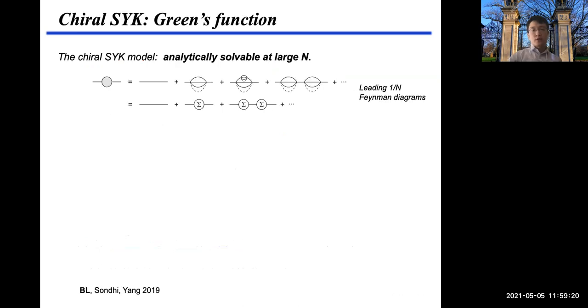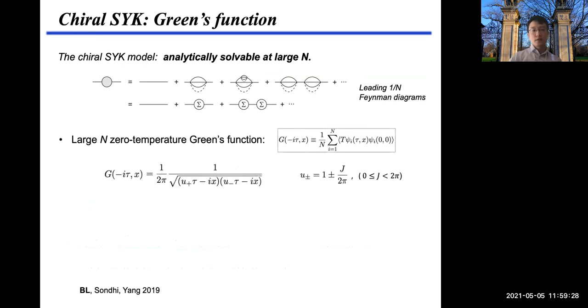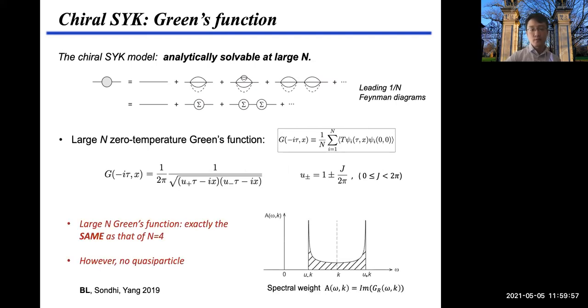The large n actually allows us to drop some Feynman diagrams and just keep the leading order 1 over n diagrams. And this allows us to solve the model exactly using techniques used in the SYK literature. For large n, if we look at the average Green's function of the fermions in the large n limit at 0 temperature, we find the Green's function looks like this. It's a little bit surprising that this Green's function looks exactly the same as the n equal to 4 case, if you remember the result I presented earlier.